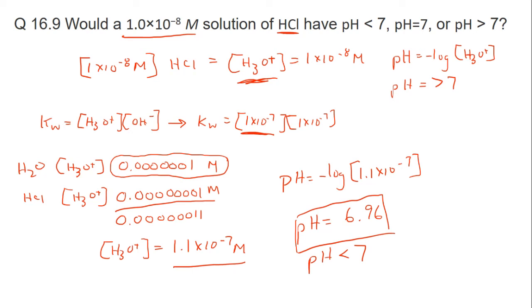And now that we've done that, we can see, yes, we do have an acidic pH. It's just below 7. It's a pH of 6.96.